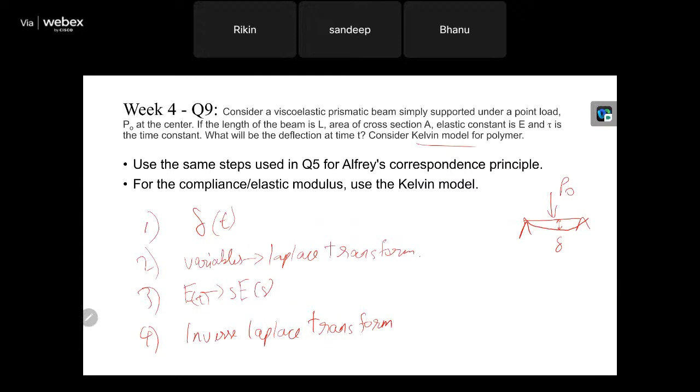And as I mentioned in the previous question, for the compliance or elastic modulus, this time you have to use the Kelvin model. So after taking the Laplace transform, you will get either a compliance modulus or elastic modulus. You have to use the Kelvin model.